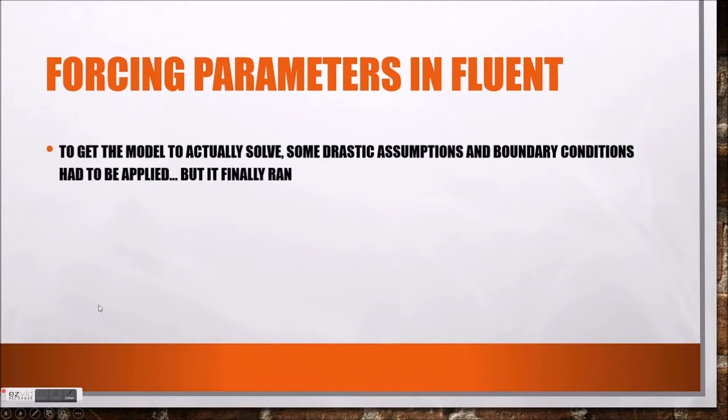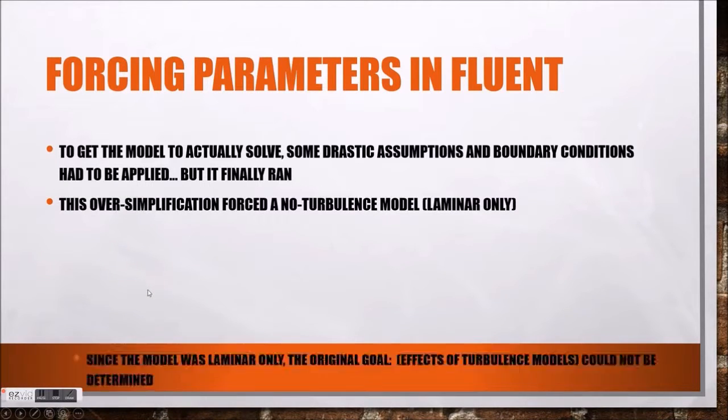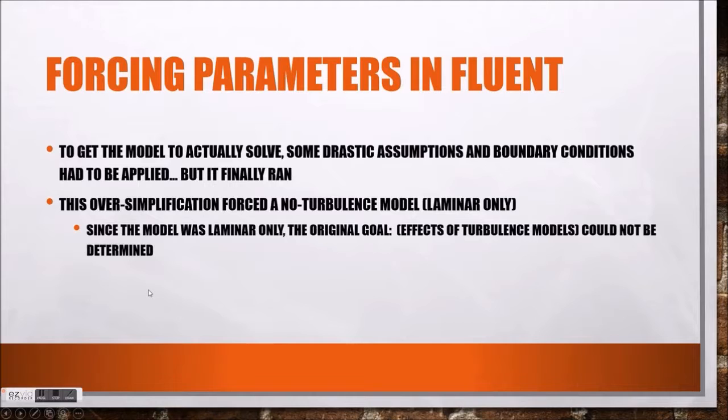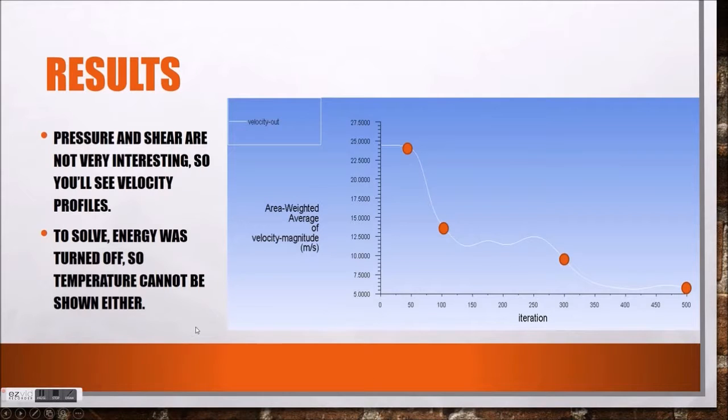Forcing parameters in FLUENT. So to actually get them to solve, we need to apply different boundary conditions, but it finally ran. An oversimplification required that we didn't do any turbulence, so it was laminar only, and then that means that the whole goal of the project is out the window, because we can't get any effects of turbulence. Instead, we'll just look at the results, and we'll just be happy that this thing actually ran.